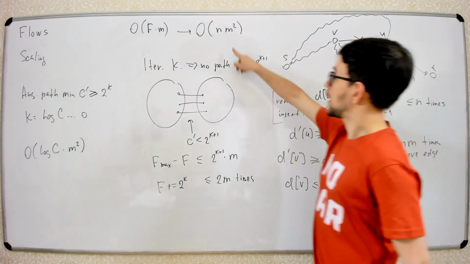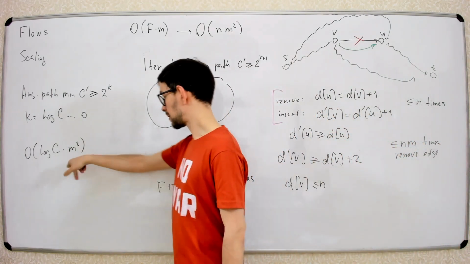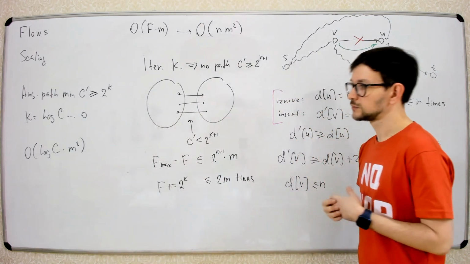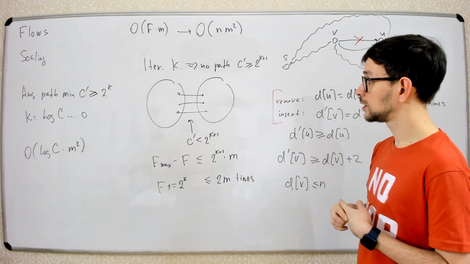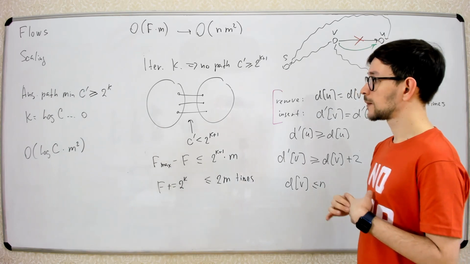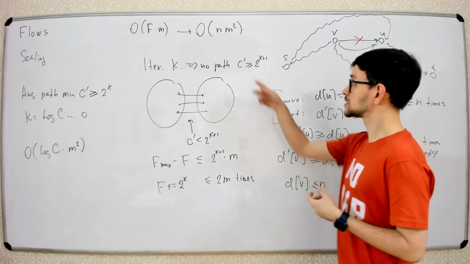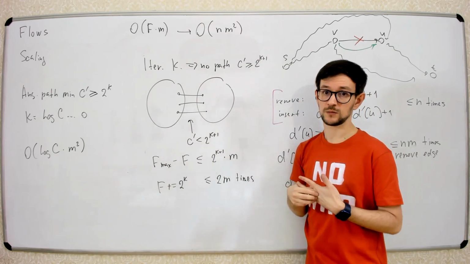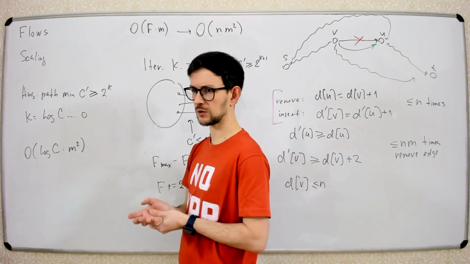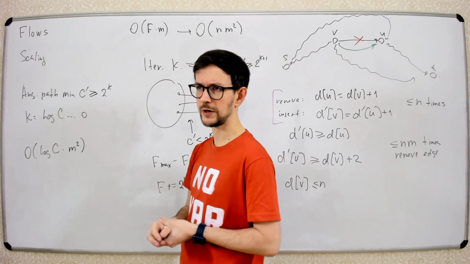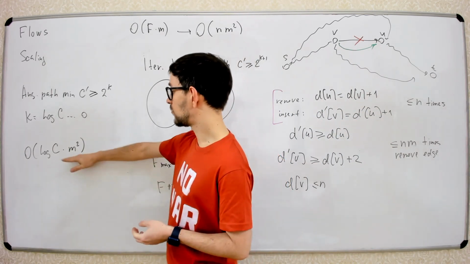So what is better, n m squared or log c m squared? Good question. Depends again. Again, this is a strongly polynomial algorithm. It depends only on the size of the graph. This is a weakly polynomial algorithm. Weak, right? So this is a weakly polynomial algorithm.